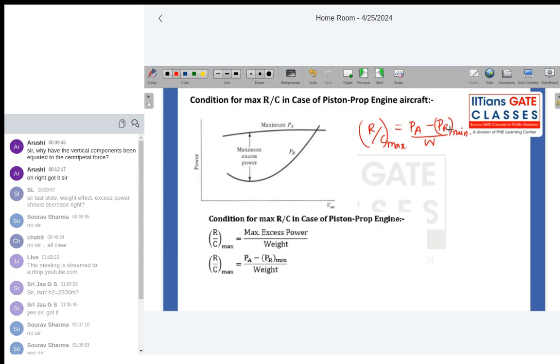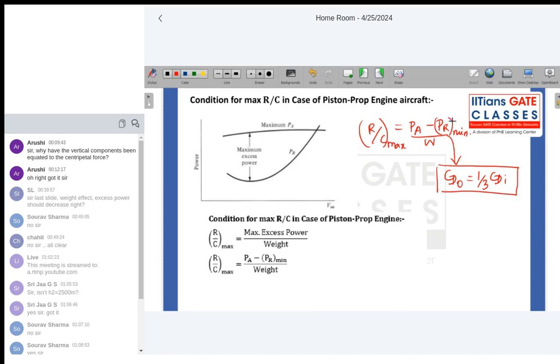Power required minimum condition is CD naught equal to 1 by 3 CDI. The CD naught is your parasite drag coefficient. CDI is the induced drag coefficient. CD naught equal to 1 by 3 CDI is nothing but your power required minimum condition. If I fly at this condition, my aircraft will have maximum rate of climb for a piston engine aircraft.